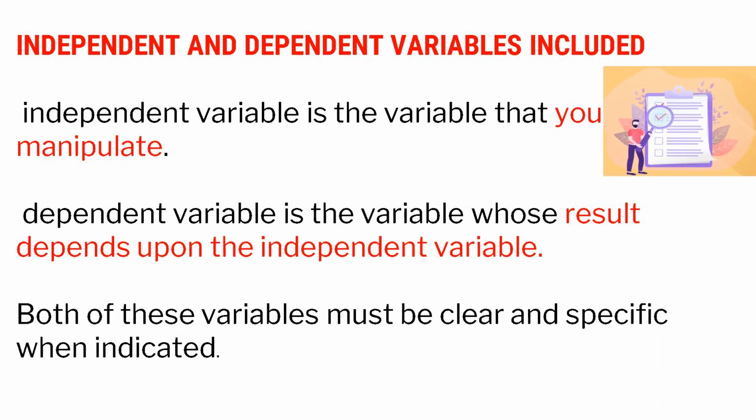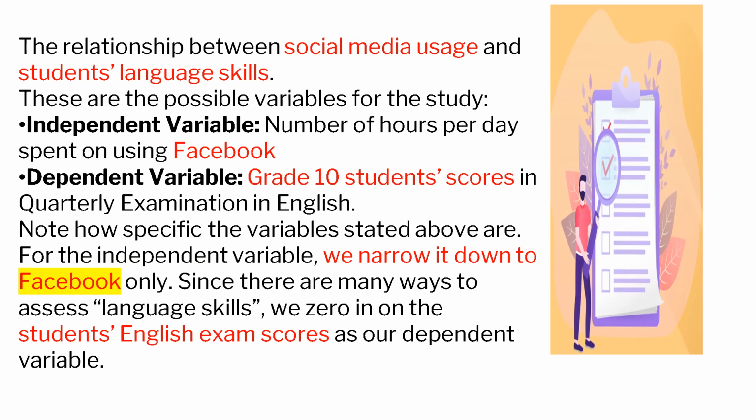The next information is about the independent and dependent variables included. Independent variable is the variable that you manipulate. Dependent variable is the variable whose result depends upon the independent variable. Both of these variables must be clear and specific when indicated. The example is the relationship between social media usage and students' language skills. These are the possible variables for the study.